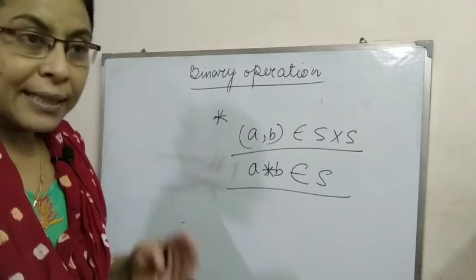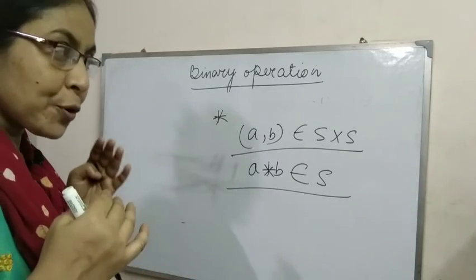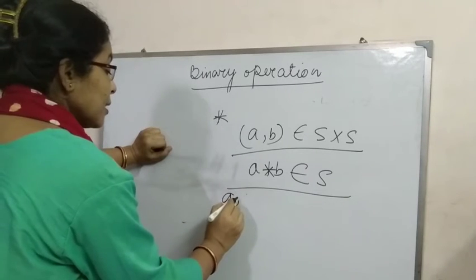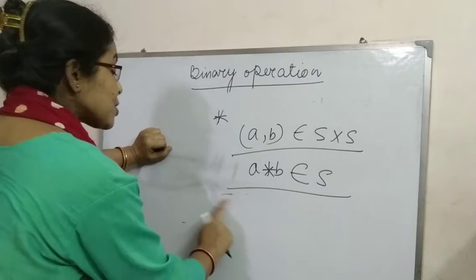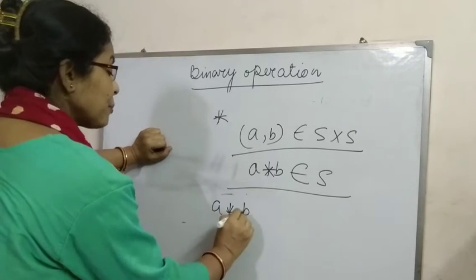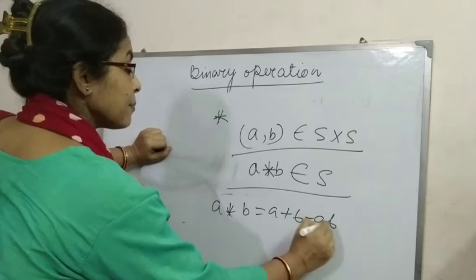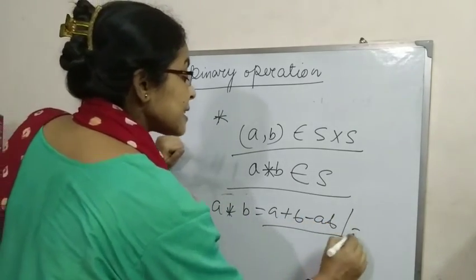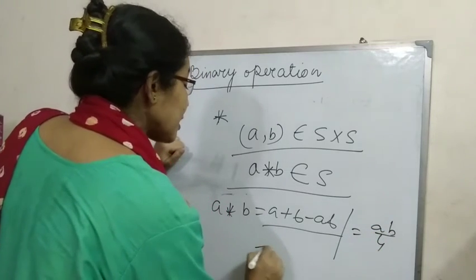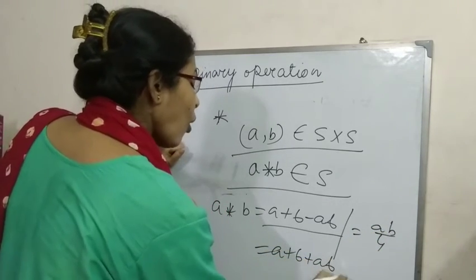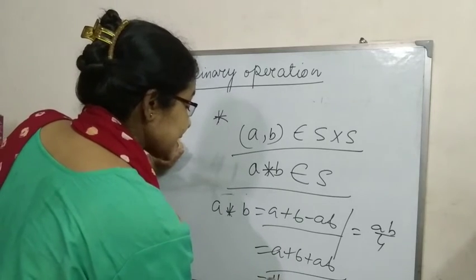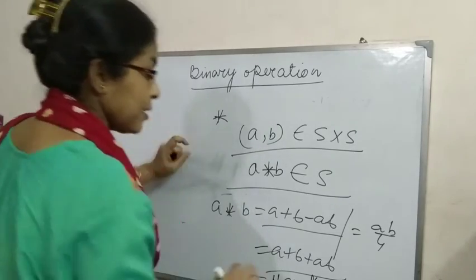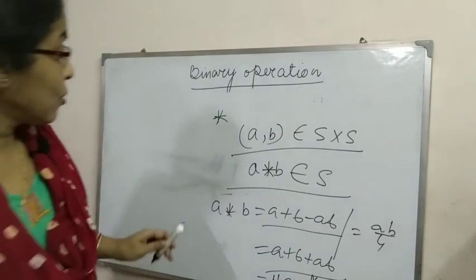That means mathematically we have to prove, if it is told that a operation b equals a plus b minus ab. It could be anything. That is, this is equal to ab by 4, or this is equal to a plus b plus ab, or anything, HCF of a, b. It could be anything, whatever it may be.